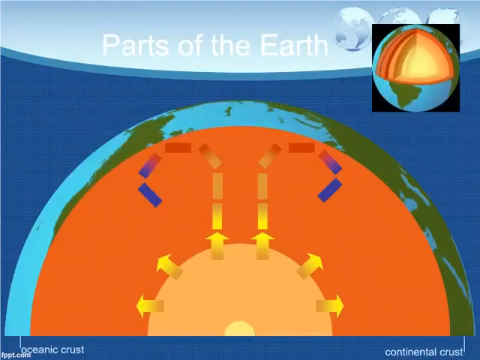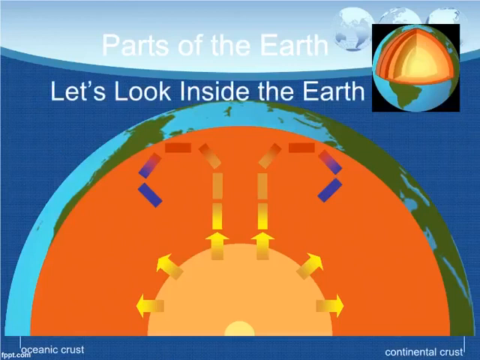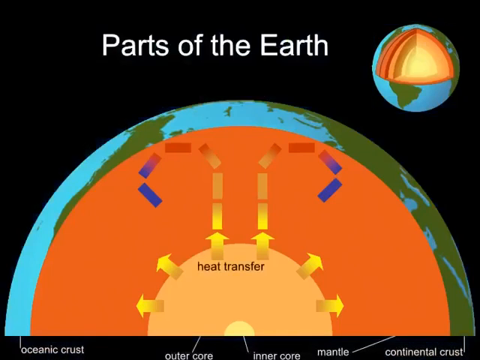The Earth is divided into 3 parts, which we call layers. Let's look inside the Earth. The parts are named crust, mantle, and core. The crust is divided into oceanic and continental crust, and the core into inner and outer.